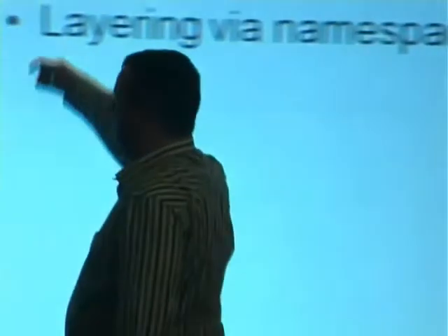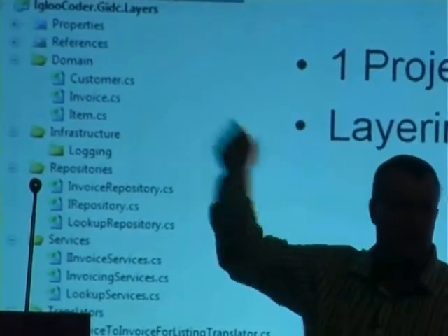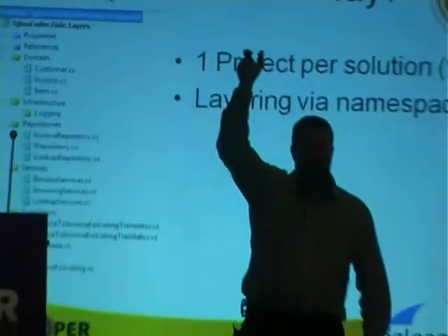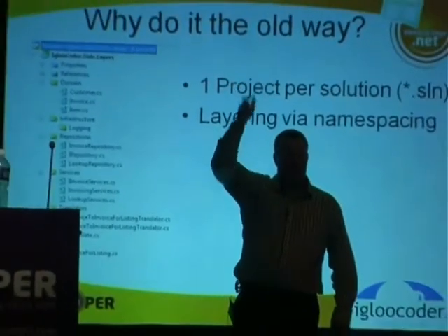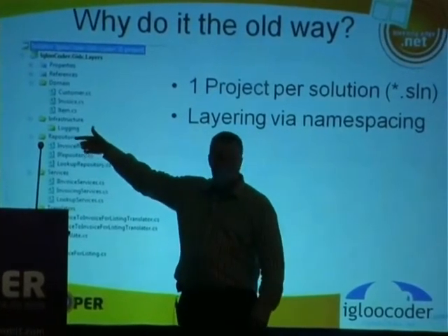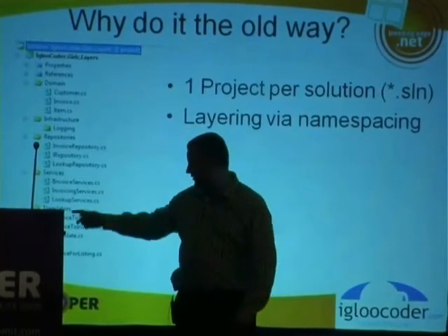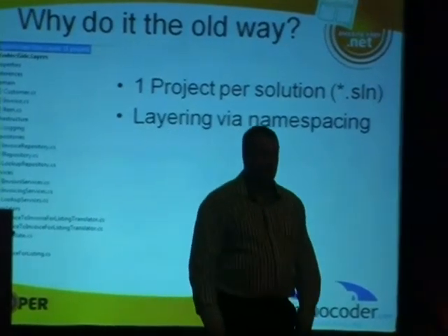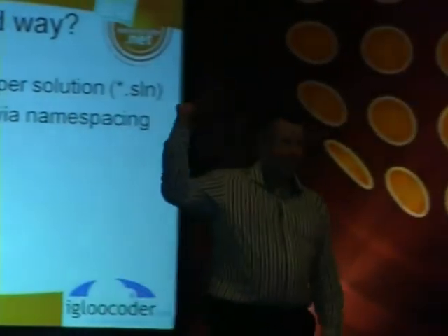So this one here, why not have one project inside the solution? And then we can logically break it up. I've got my domain layer. I've got an infrastructure vertical slice, right? That contains my logging, any other aspect-oriented type stuff I may do. I've got my repositories layer. I've got my services, I've got my translators, I've got my DTOs. If I compile that in Visual Studio, I get one DLL. That doesn't work for my 3 DLL deployment, right?